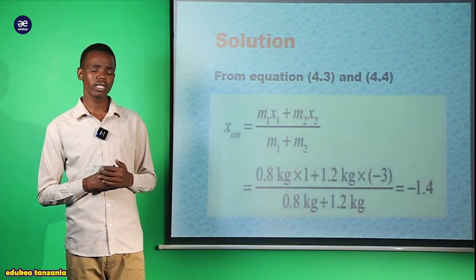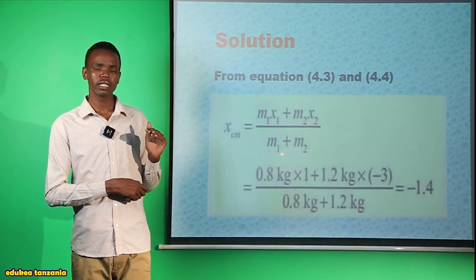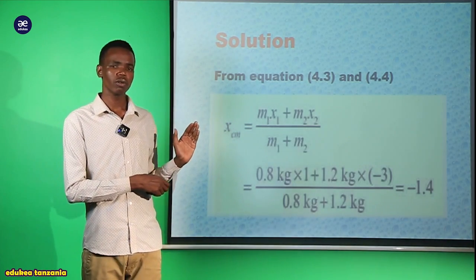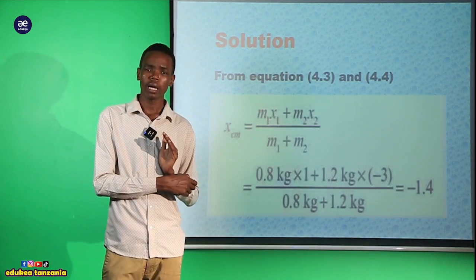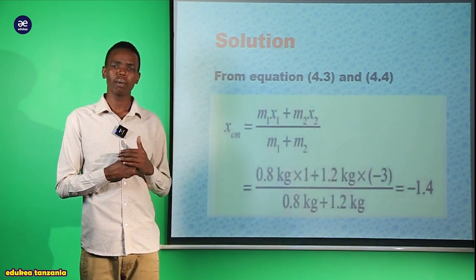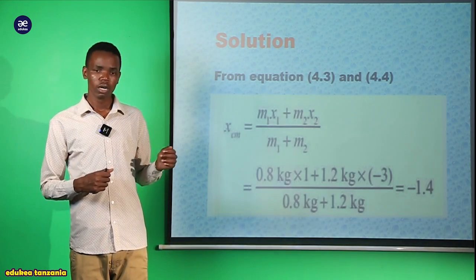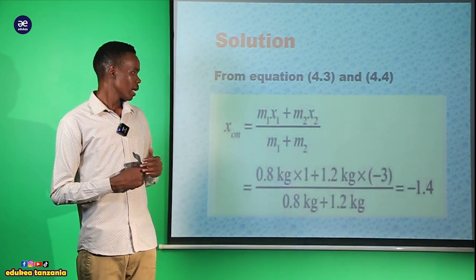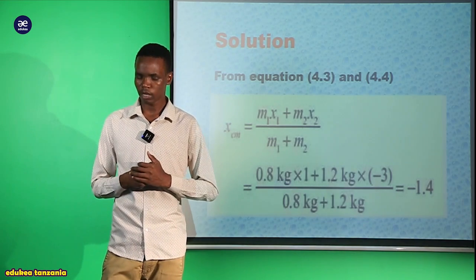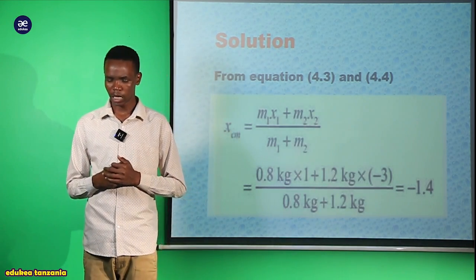So my lovely student, because we have the two particles now, the x at the center of the body, or the center of mass, must be equal to the mass 1 times the coordinate x1, then we add the mass 2 times x2. We divide it by the mass 1 plus the mass 2.